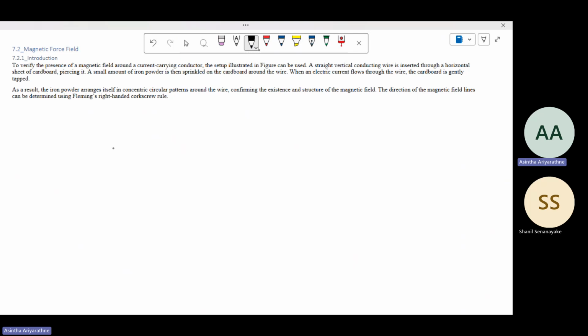Right. So before that, let's consider how people first found that a current carrying conductor generates a magnetic field around it. A small experiment: this is a current carrying conductor.